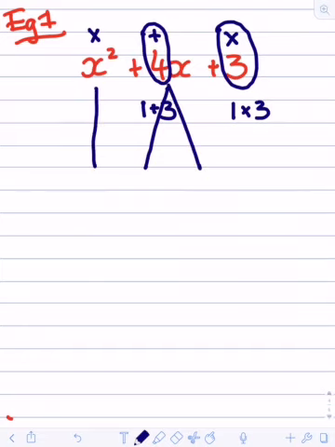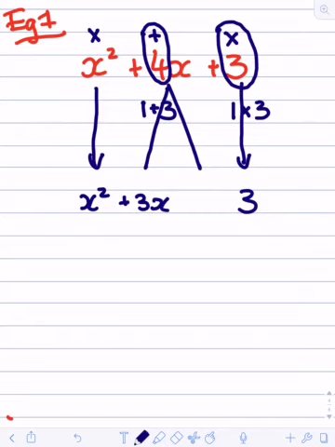So x squared comes down, x squared. 3 comes down. And then the middle term is split into those two numbers. Plus 3x. Sorry, we had 1 plus 1x, which is x, plus 3x. Now, in the middle, this term here, x plus 3x, is the same as 4x. So it's not like we've changed anything. We've just split it into two different terms.